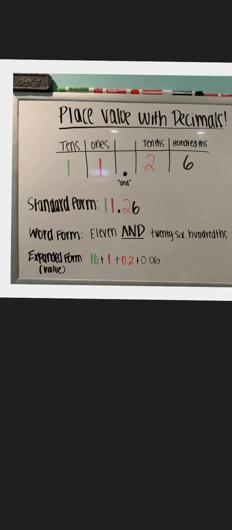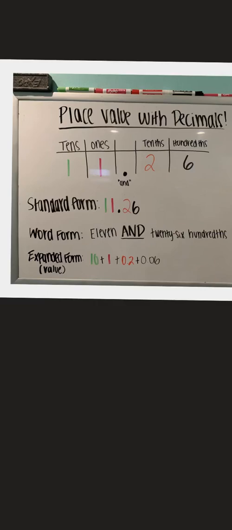So that is how you read a decimal: you chunk the whole number in front of the decimal and the number after the decimal, and then whatever the last number is, whatever place value that's under, that's what you say at the end. So for this one, it is 11 and 26 hundredths because the 6 is under that. And for word form, we have it written out exactly how I said it: 11 and 26 hundredths. So your word form and how you say it should be the same.